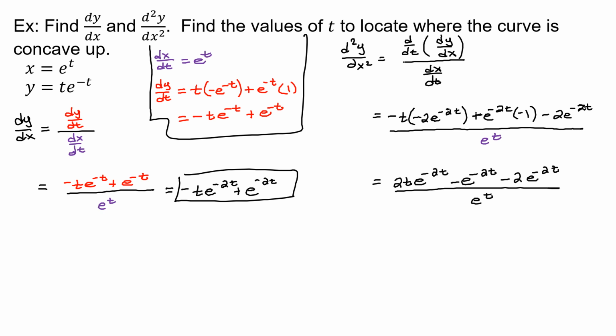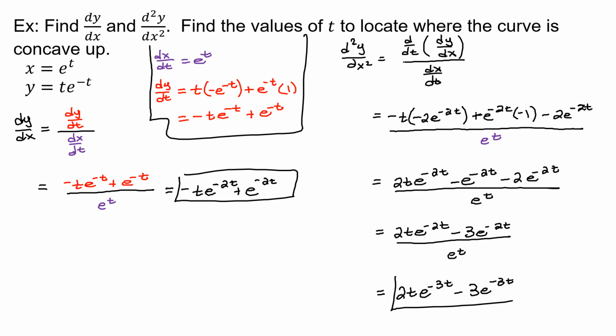So the last two terms could actually combine together to give you 2t e to the negative 2t and then a minus 3e to the negative 2t, all divided by e to the t. Or we could divide the exponential into each one, much like we did on the first derivative, and come up with 2t e to the negative 3t minus 3e to the negative 3t. And that could be your second derivative.